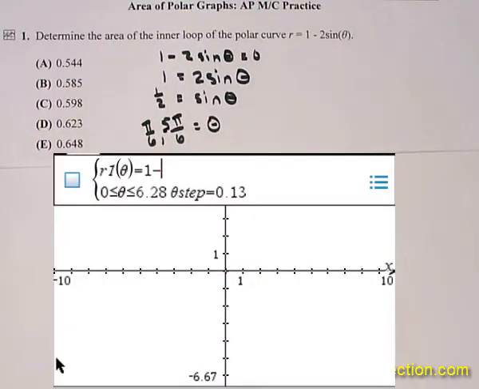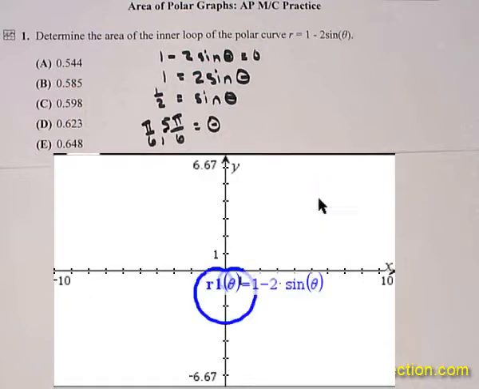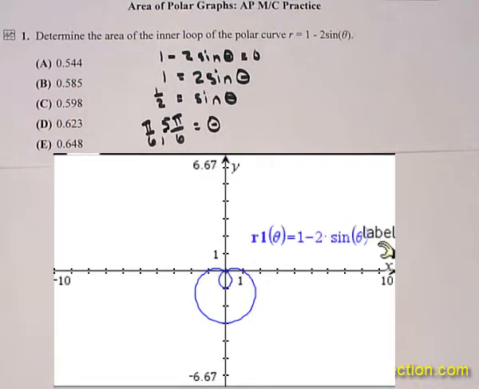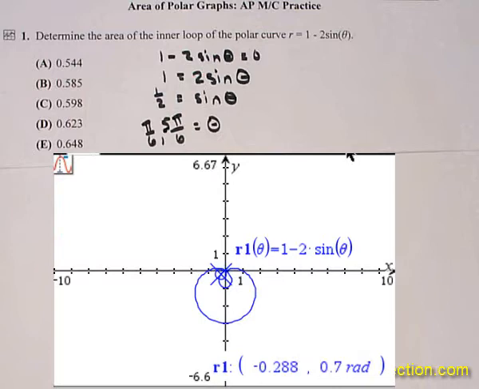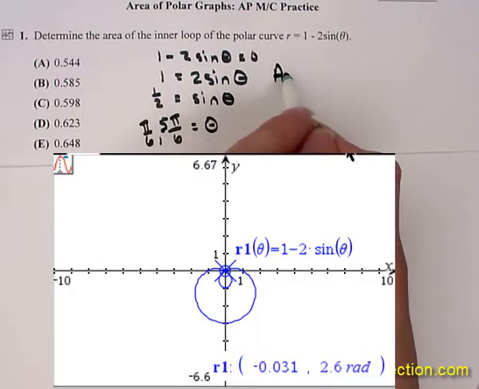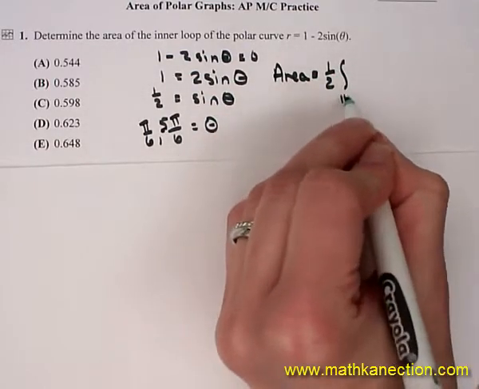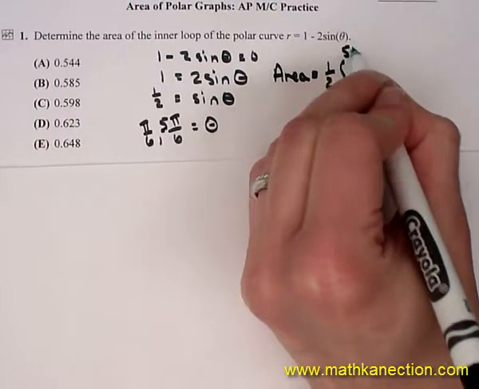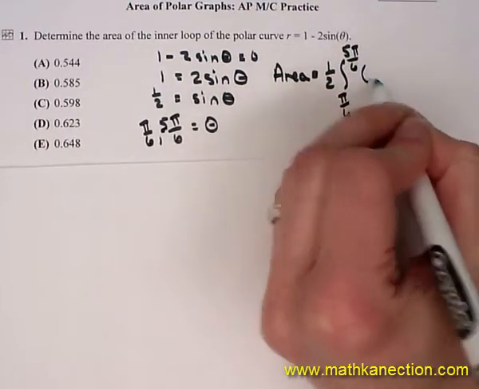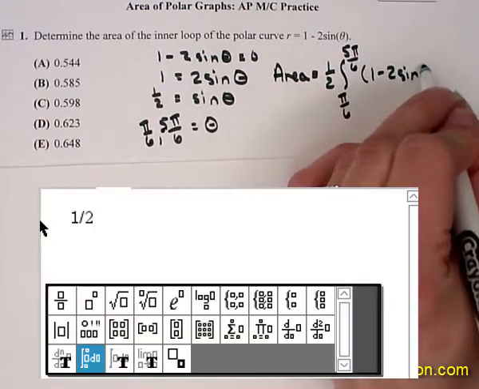Using the graphing calculator to verify, graphing the polar function, and then tracing along to see that the inner loop is created from pi over 6 to 5 pi over 6. So the area is equal to 1/2 the integral from pi over 6 to 5 pi over 6 of the polar function, which is (1 minus 2 sine theta) quantity squared d theta.